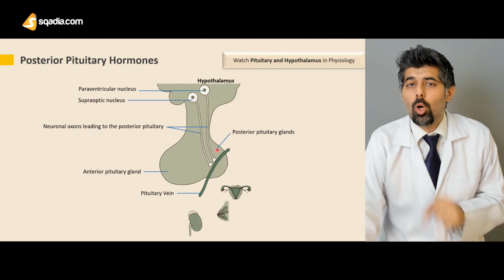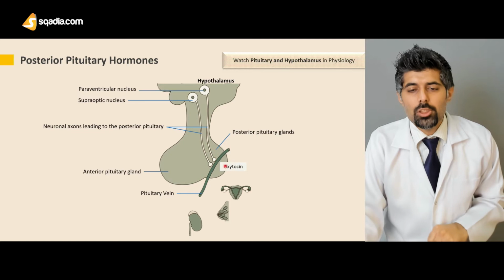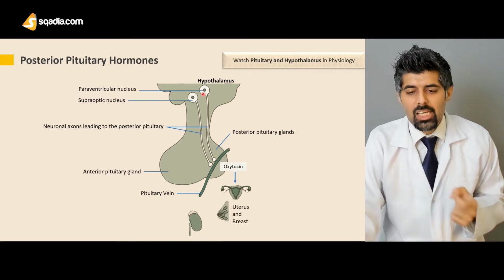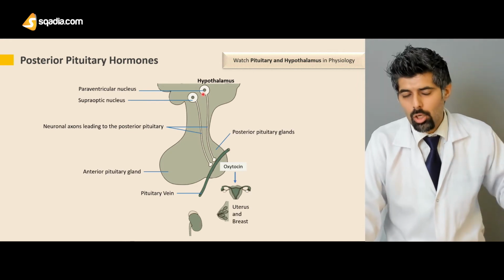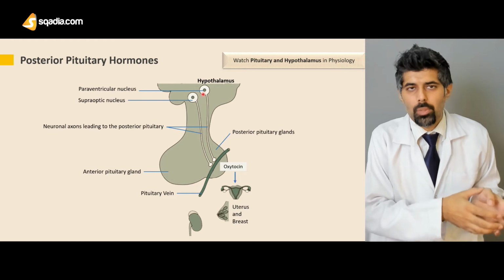Now, once these hormones are released, oxytocin is released by the paraventricular nucleus, and the other hormone, ADH, or the antidiuretic hormone, is released by the supraoptic nucleus.